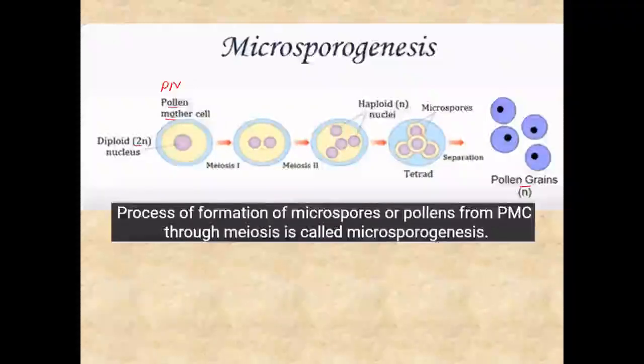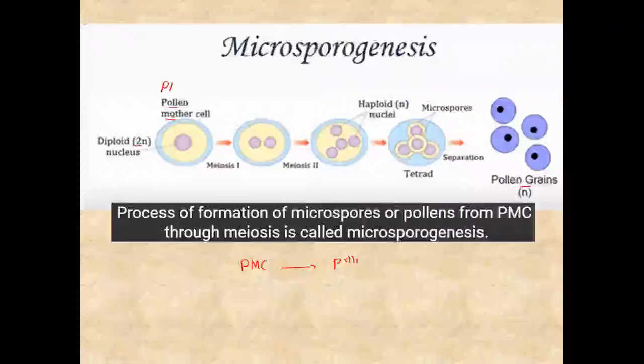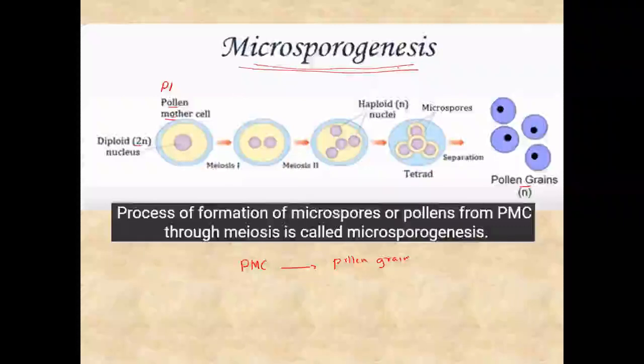from the primary pollen mother cell into a matured pollen grain is known as microsporogenesis, is referred to as microsporogenesis. So it is a process of formation of microspores or pollen grains. From where? From the pollen mother cell.